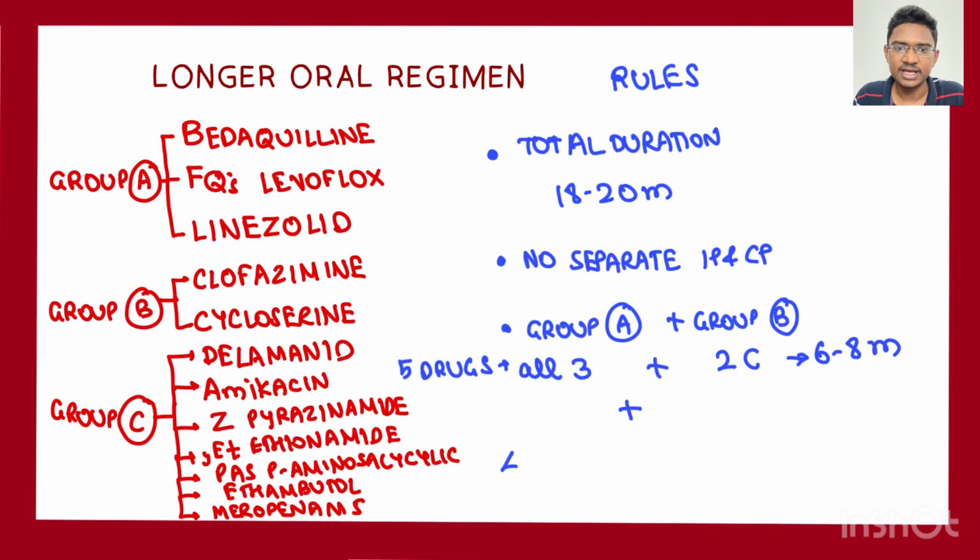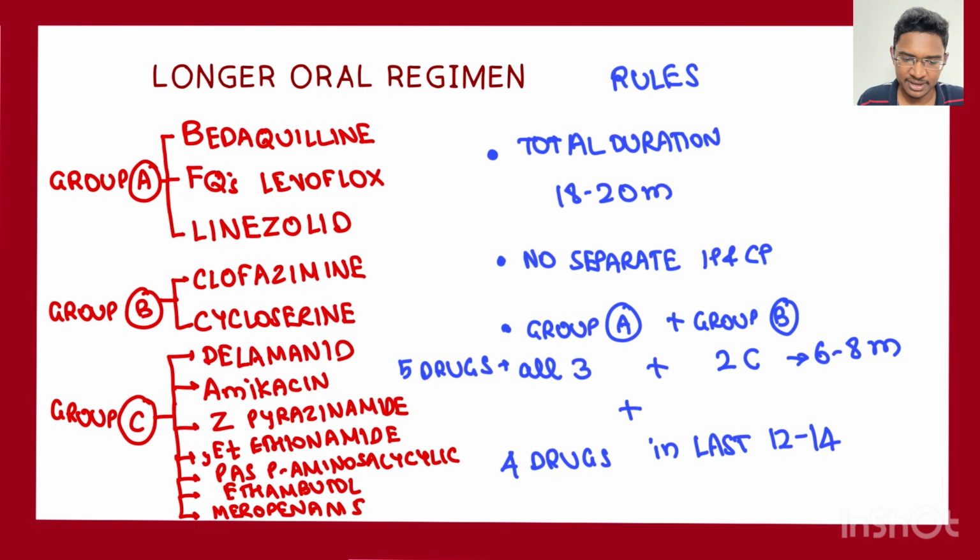If you find there is a resistance to fluoroquinolone or resistance to linezolid, then what can you do? You can add some drug from group C. How to add? What is the sequence? This DAMS yet to pass emergency. First delamanid, next amikacin, next pyrazinamide, like that, in the same order you should be adding. Okay. So for the longer oral regimen, group A, B, C you should be knowing.